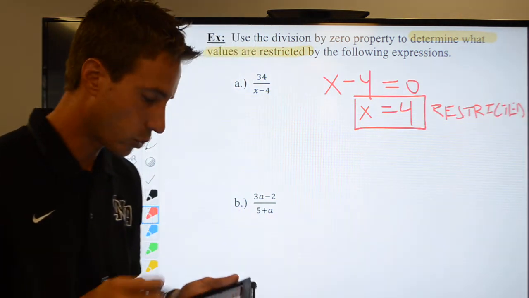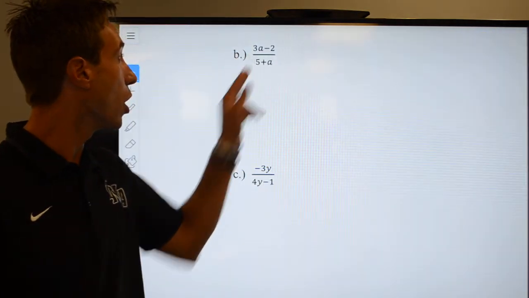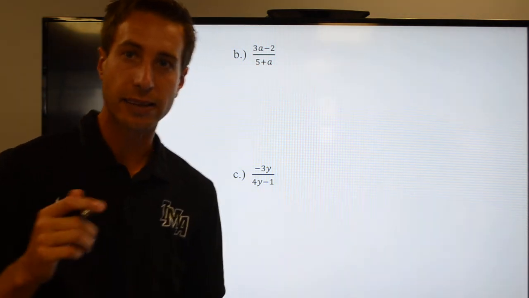Let's go ahead and try the next ones, see how these go. I have a 3a minus 2 over 5 plus a. We're going to do this exactly the same way we did the last one.